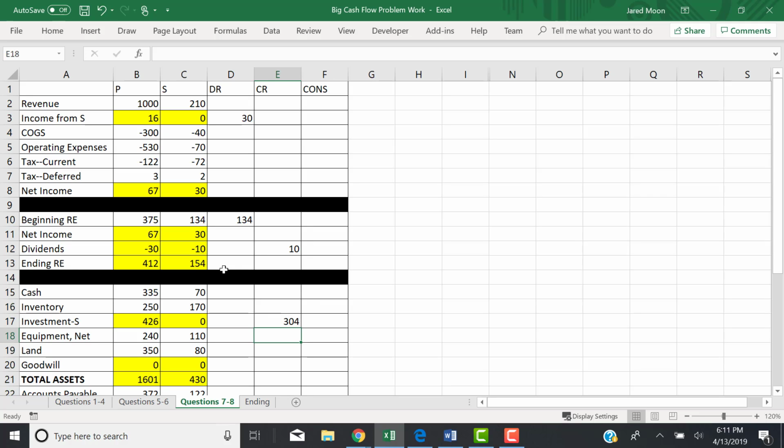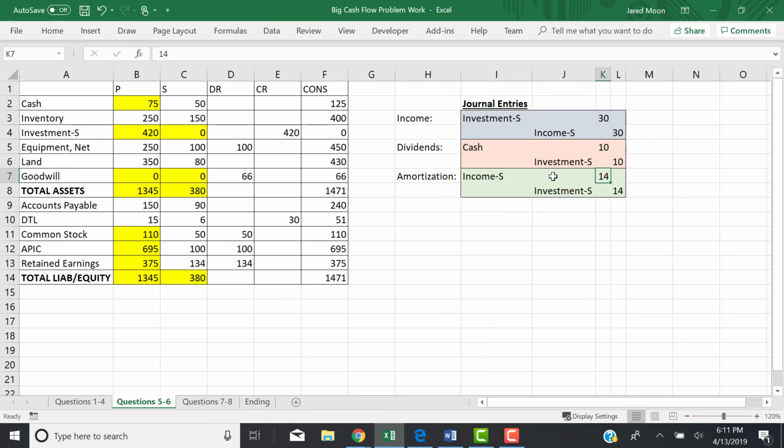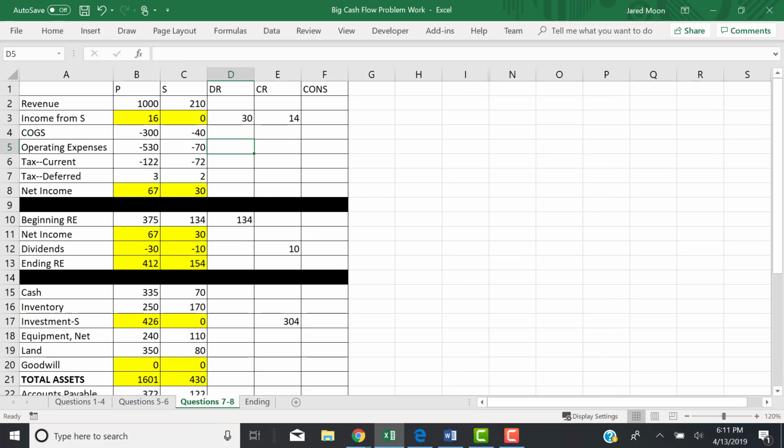Now let's do the amortization entry. We know that we need to amortize 14, and what's happening with the amortization expense is we're saying this is our amortization of the investment. So we have amortized on our income statement an expense of 14 and decreased our investment in S of 14. But we want to know what specifically that 14 came from.